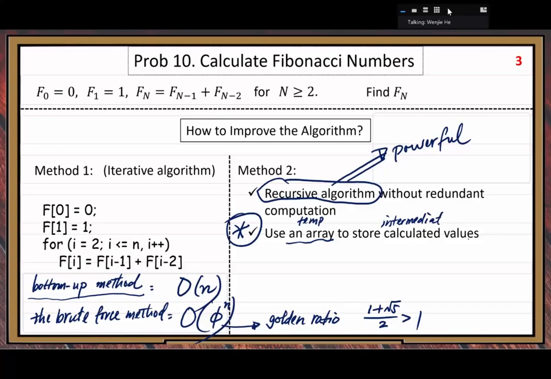Intermediate calculated values. Do not throw away. Keep those intermediate calculated values because they could be useful later. So, that's the main idea. In this way, you can remove the redundancy. So we will see why.